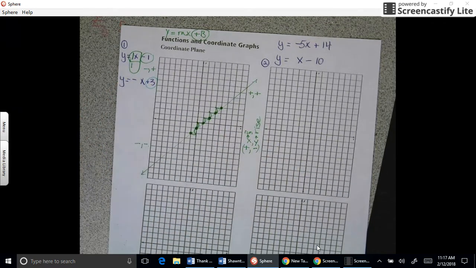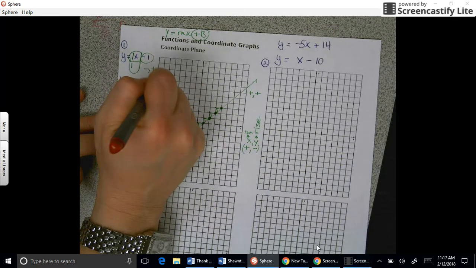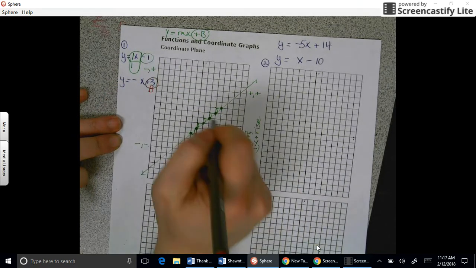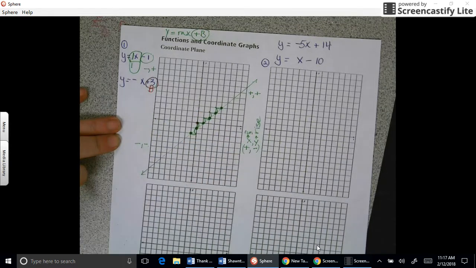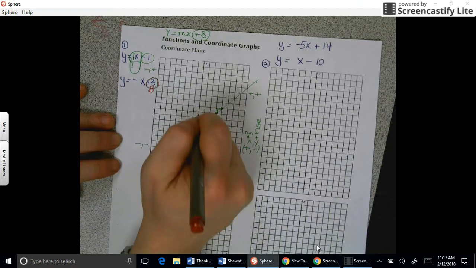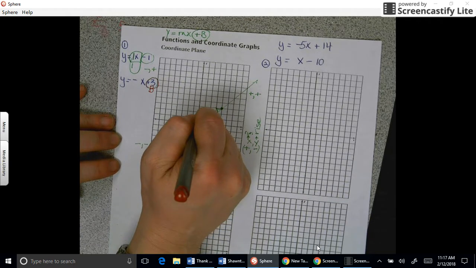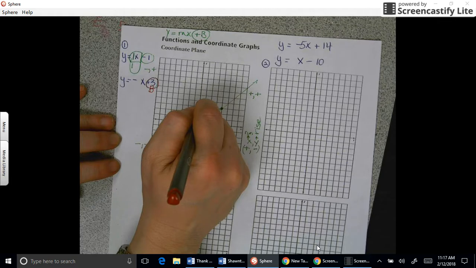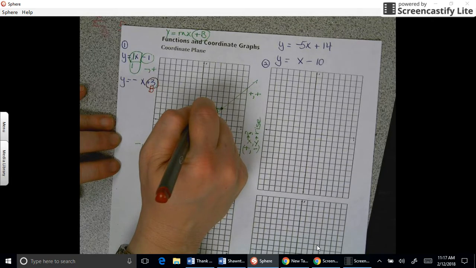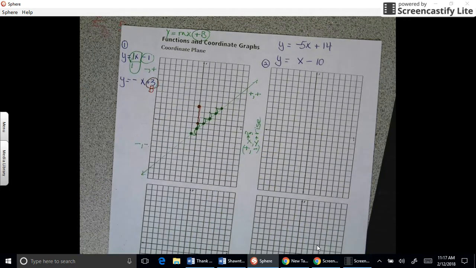Oh, that color's too close. We'll do it in this color. So this is my b, right? This is my b. So I start back at my origin, because origin means the beginning of everything, right? Right. And so now it's a positive 3. So I'm going to count up positive 1, positive 2, positive 3. And I'm going to make a nice dot there. Positive 3. That's my y-intercept.